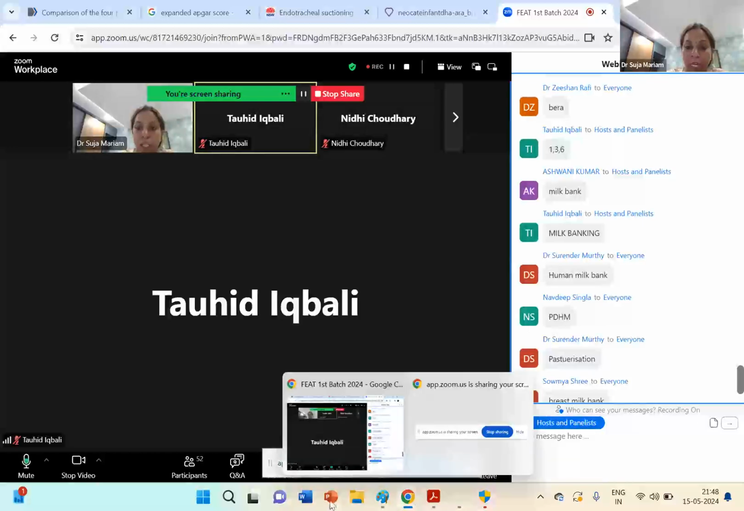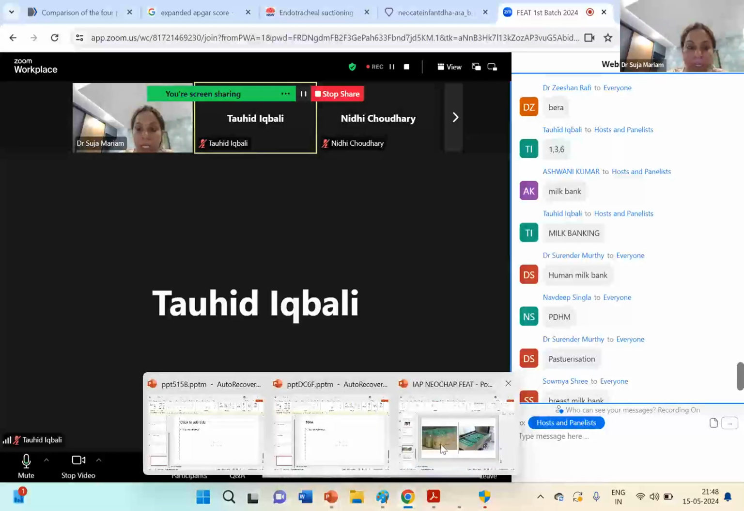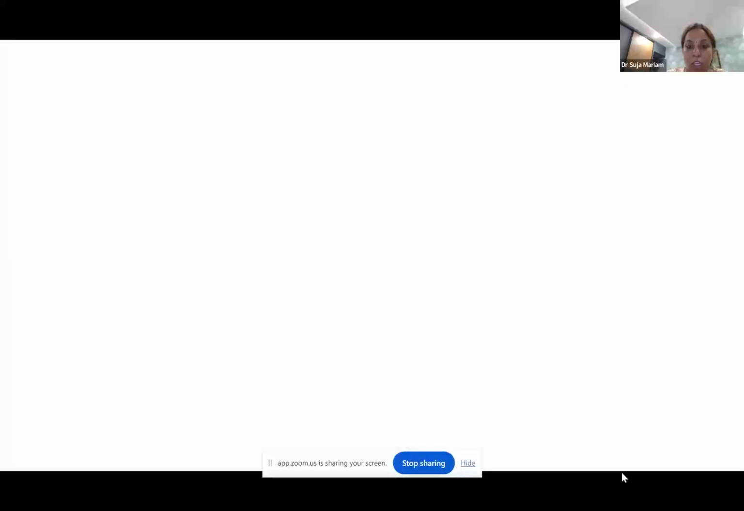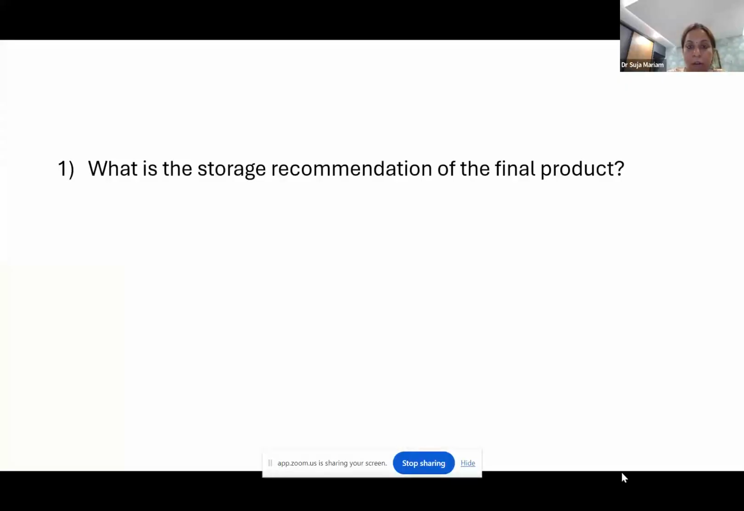Okay, so what we are seeing is a breast milk bank, and a pasteurization process is going on. So let's go into the questions. What is the storage recommendation for the final product? At what temperature, for how long can you store it?